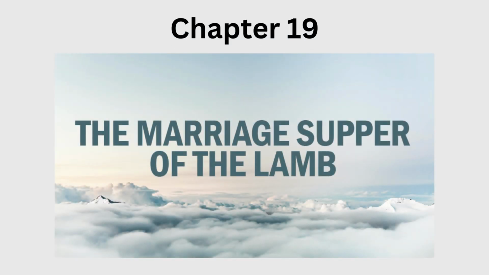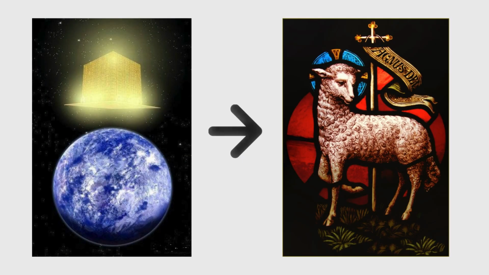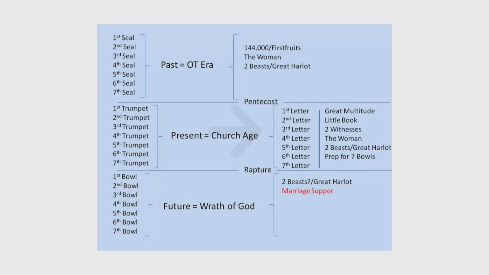In chapter 19, we have the marriage supper of the Lamb. This union is between New Jerusalem and Christ. It takes place after the rapture. Therefore, it belongs to the future.